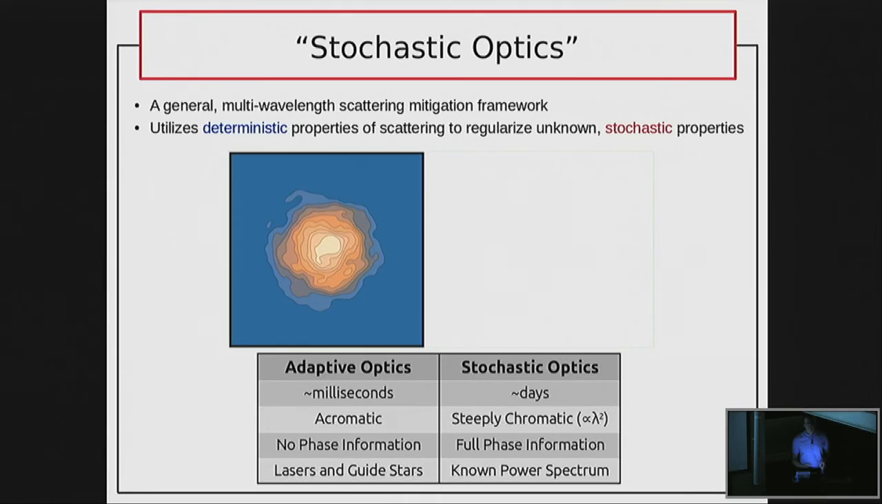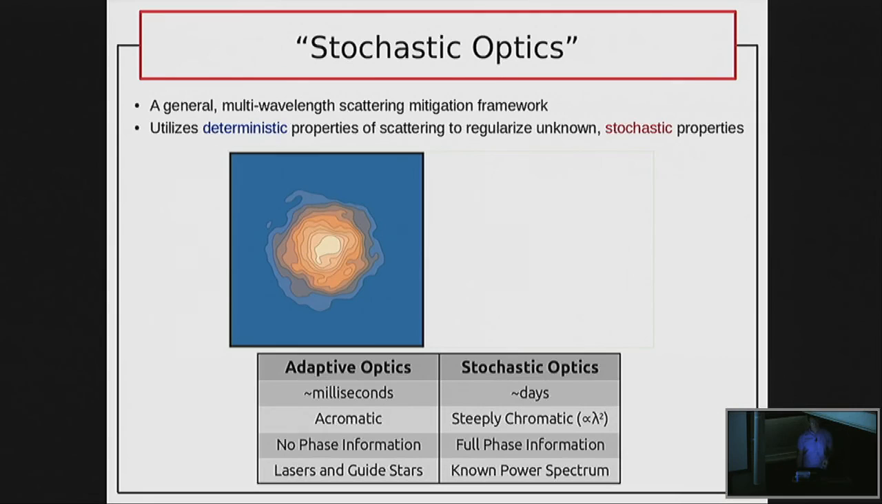Another thing is that for optical scattering in the atmosphere, it's basically achromatic. So even if you have multi-frequency information, it doesn't buy you much. Whereas we've seen the scattering in the interstellar medium has the steep lambda squared scaling, and so multi-frequency observations are really powerful.